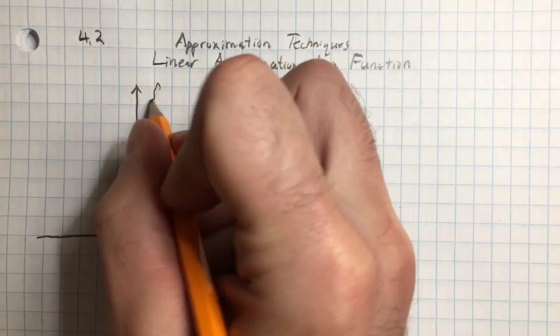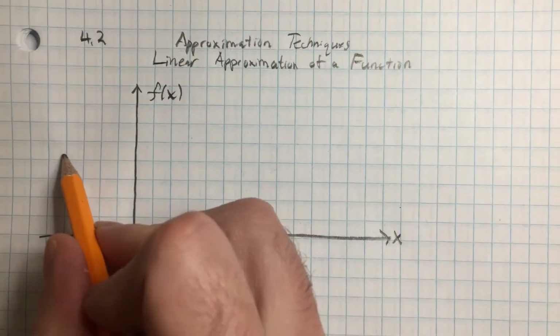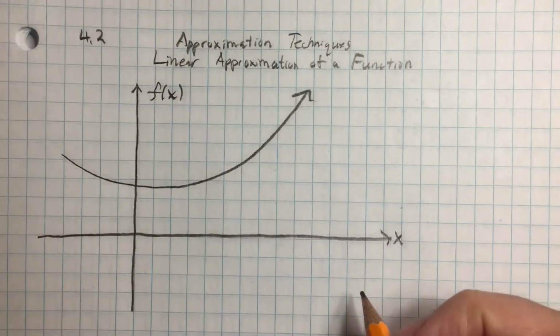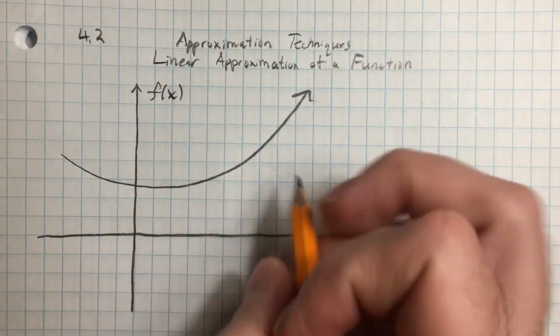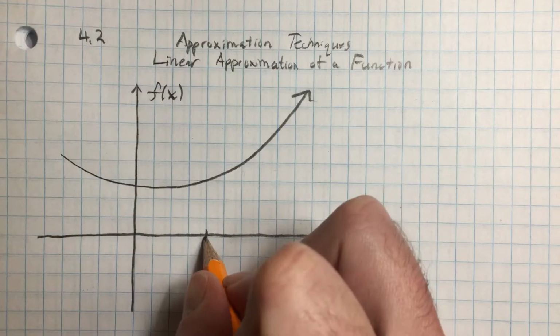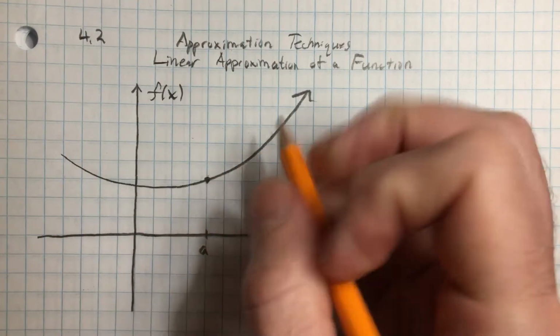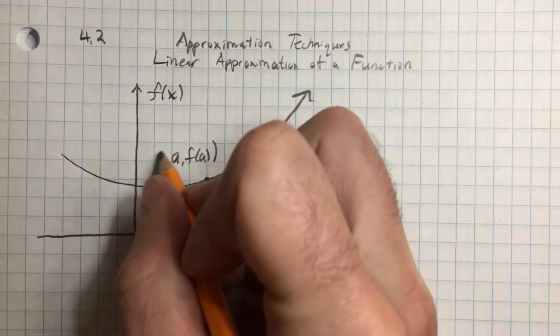And there's x. We got some function, f of x. Let's just draw it something like this maybe. Okay. So if we know the value at some location, I'll call it a. So up here we have a comma f of a, of course. And that's a known value.